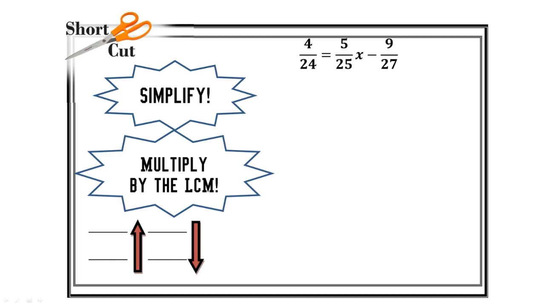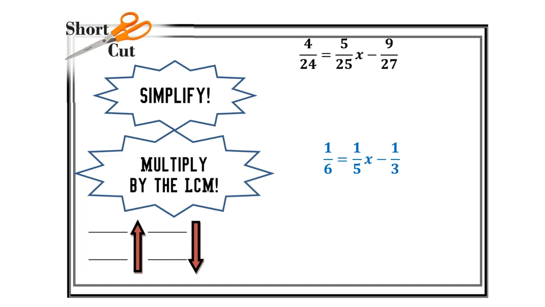5 and 25 both share a factor of 5. That'll simplify down to 1/5. 9 and 27 share a factor of 9, so I end up with 1/3. I could go forward from here and solve it using the basic methods we've already talked about. I would just need to remember to add 1/3 to both sides and then multiply by 5, which is the inverse of dividing by 1/5.